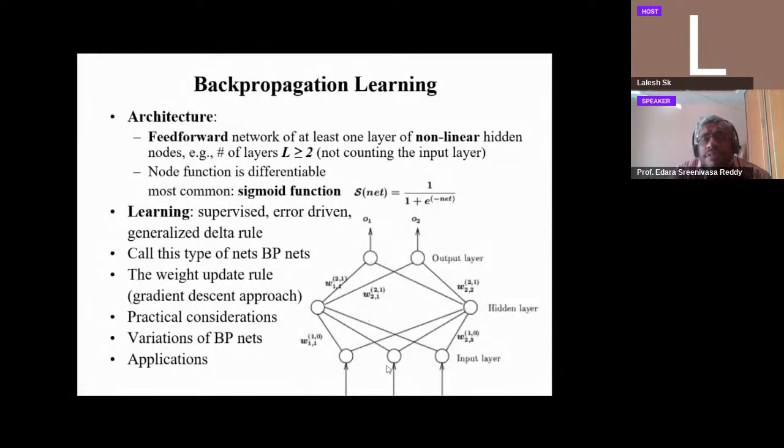You observe the architecture of the feed-forward network. We have the input layer, that means I number of inputs are there. The hidden layer has j number of neurons, and the output layer has k number of neurons. W01: 0 means the input layer, 1 means the hidden layer. W1,1 means the first node in the input layer to the first node in the hidden layer.